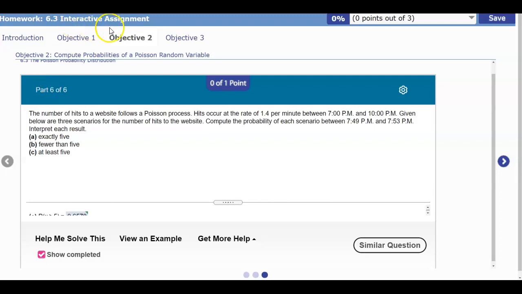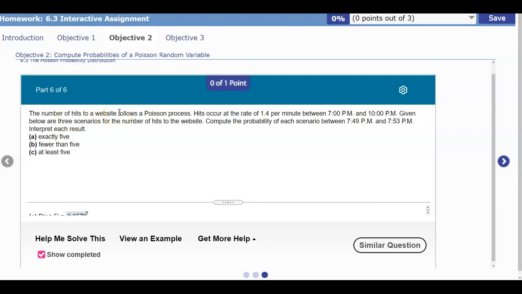Section 6.3 Interactive Assignment Objective 2. The number of hits to a website follows a Poisson process. Hits occur at the rate of 1.4 per minute between 7 p.m. and 10 p.m. Given below are three scenarios for the number of hits to the website.